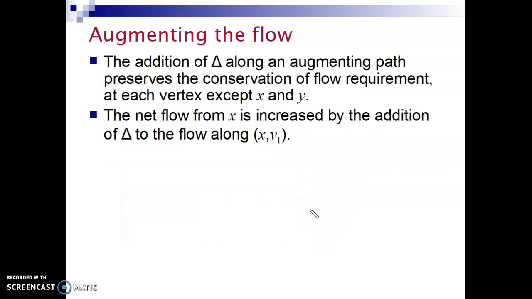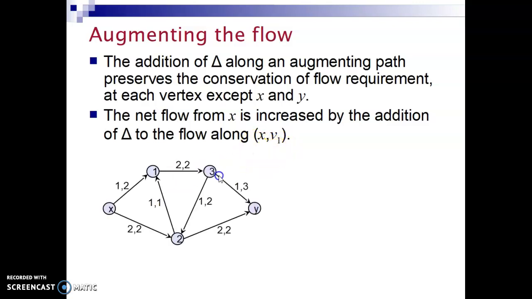Now, how do we augment the flow? Augmenting basically means increasing the flow. We will add delta along an augmenting path. This addition will preserve the conservation of flow requirements at each vertex except the source and the sink. The net flow from X is increased by the addition of delta to the flow along X V1, the first edge of Q. So here is our same example.